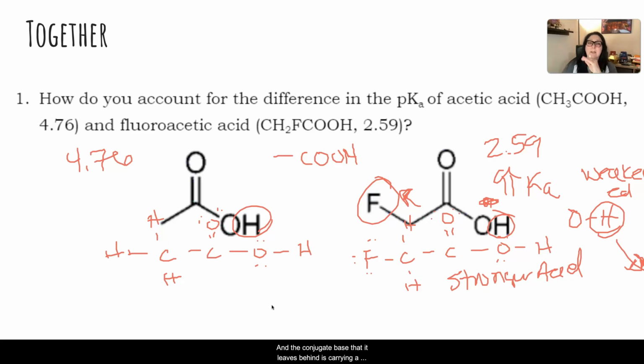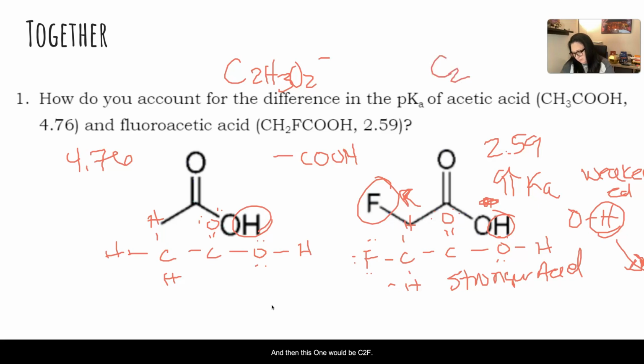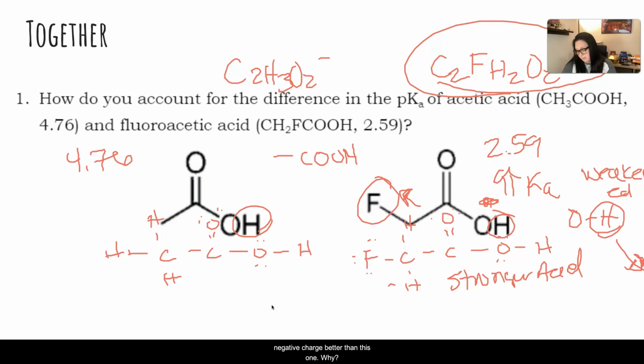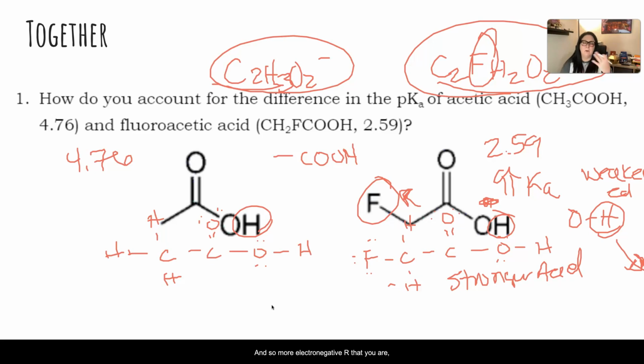willing to leave. And the conjugate base that it leaves behind is carrying a negative charge, right? So for this one, you would have acetate, C2H3O2, which is going to carry a negative charge. And then this one would be C2FH2O2. I think I got it right. So that would be this guy that's left behind. Well, this one's going to maintain that negative charge better than this one. Why? Because he has the electronegative fluorine in there. And so more electronegative you are, the more the ability for you to be able to hang on to that negative charge and be totally satisfied.